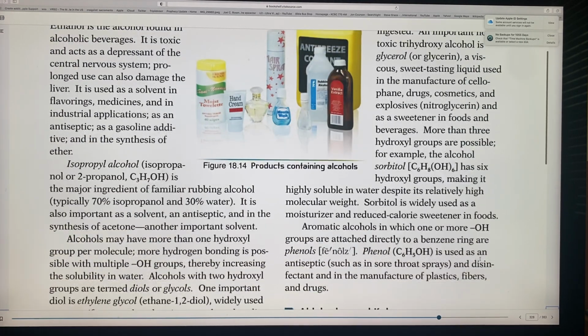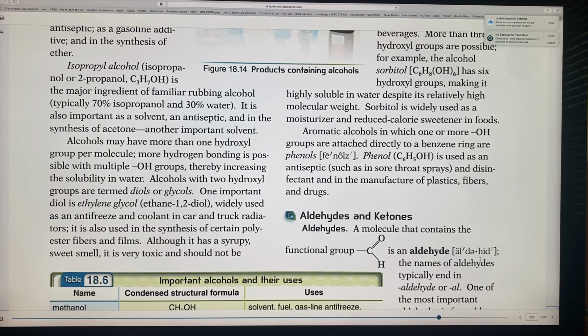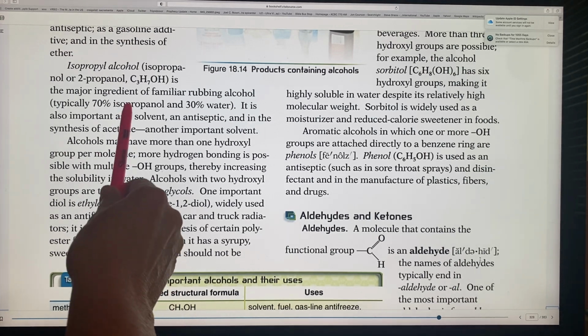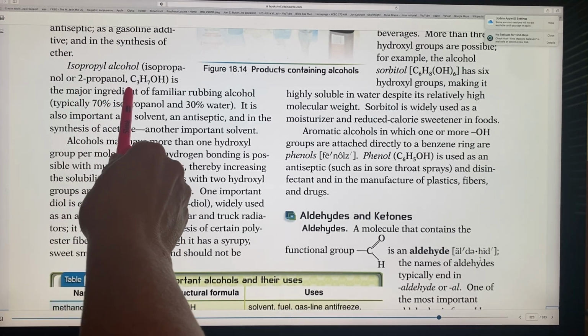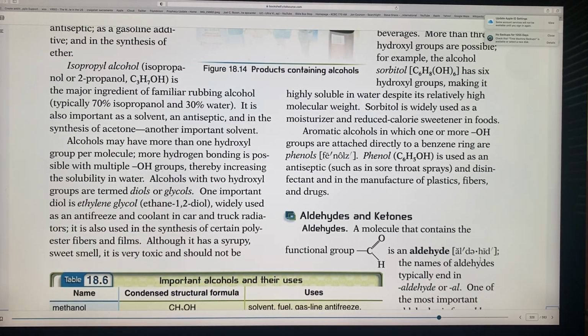So another type of alcohol is isopropyl alcohol, and this we find in rubbing alcohol. It's typically 70% isopropanol and 30% water. This type is basically 2-propanol, where we have our C3H7. Remember, all of these are added to our chains of hydrocarbons, right? And the OH means that it's a type of alcohol. So that is isopropyl. It can be used as an antiseptic and in the synthesis of acetone in rubbing alcohol.